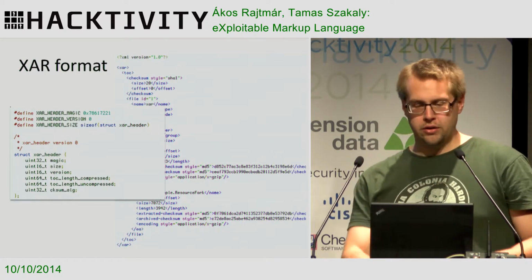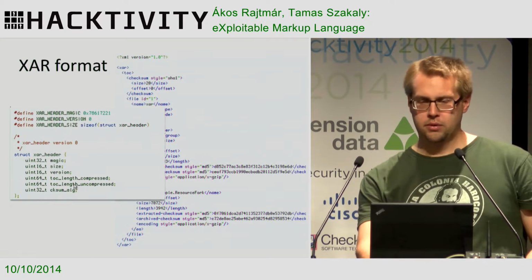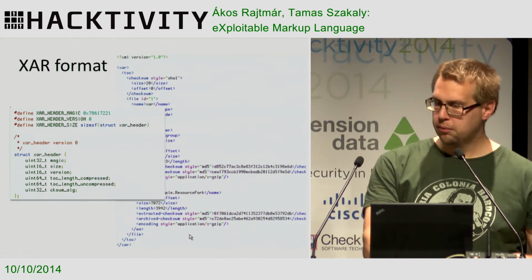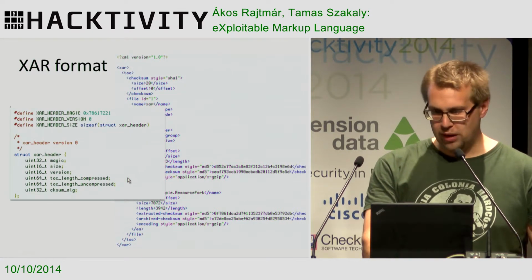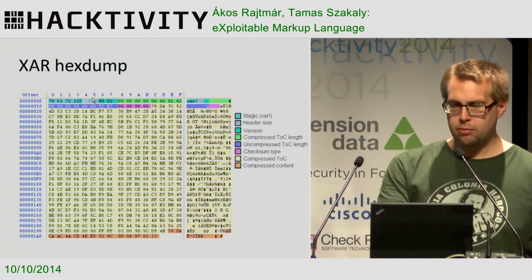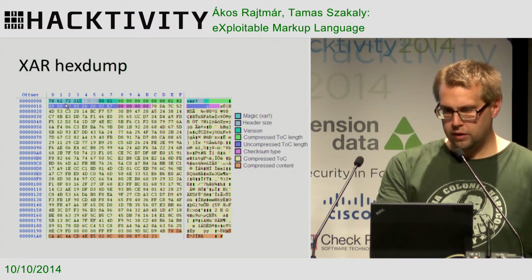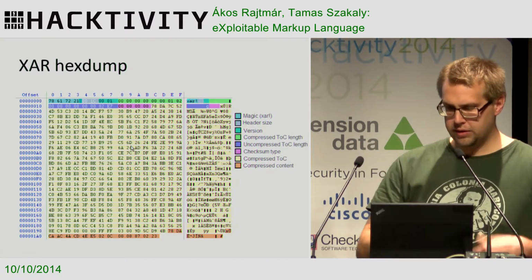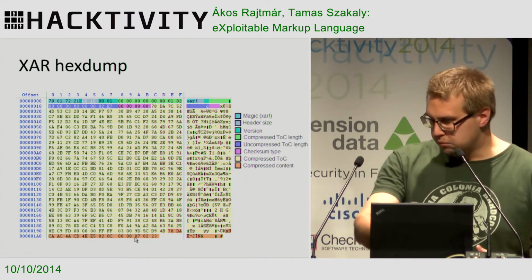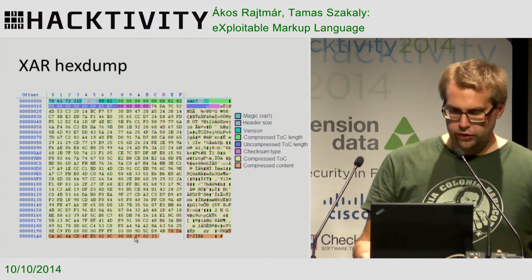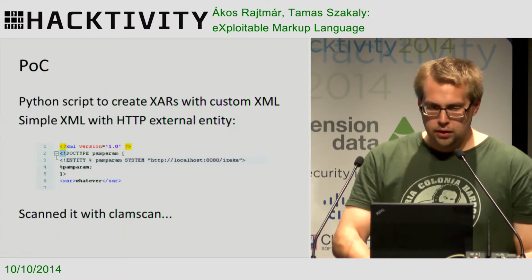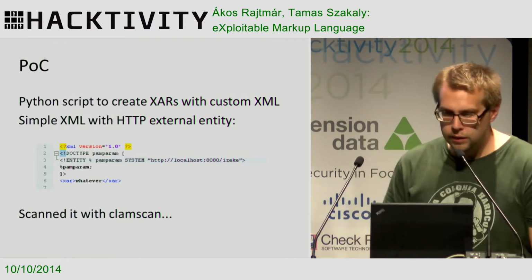Let's have a look at the XAR format. We have a header with all kinds of information about the file. We have the XML metadata, which is actually compressed in the file. These colored bits are the header, the size, the XML metadata, and the orange at the bottom is the compressed actual data. This is the insides of an XAR file. What did we do?